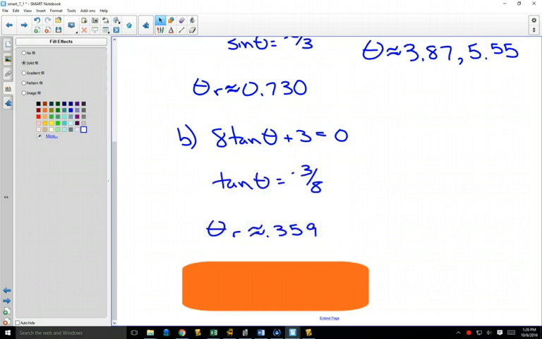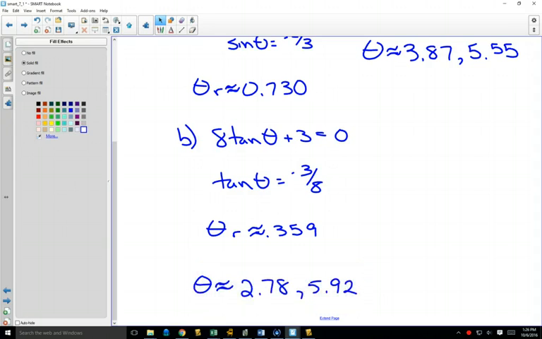Here, get tan by itself, you get tan of theta equals -3/8. Did you get a reference angle of 0.359? And then because tan is negative, it's in quadrant 2 and quadrant 4. Again, those are to 3 significant figures.